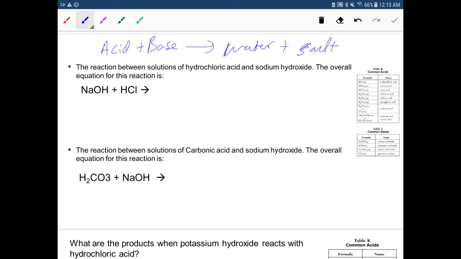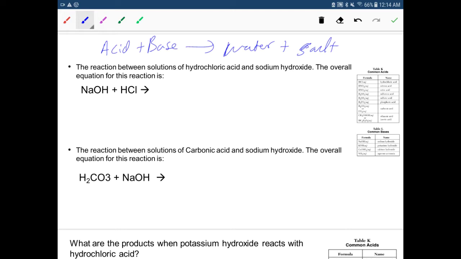Okay, so the first question is asking us to write the overall equation for a neutralization reaction. It's a reaction between solutions of hydrochloric acid and sodium hydroxide. In this first example, the chemical formulas for the sodium hydroxide and hydrochloric acid are given to us.